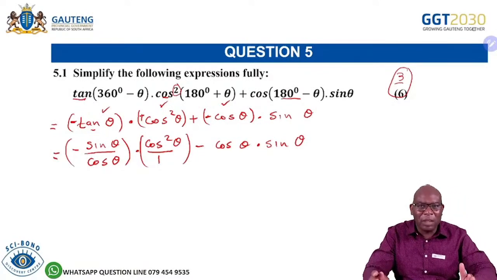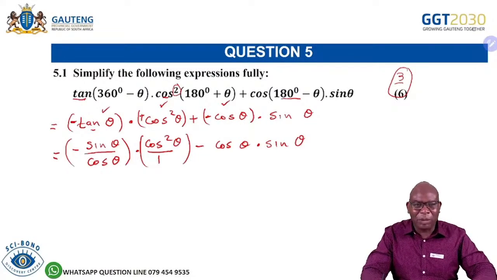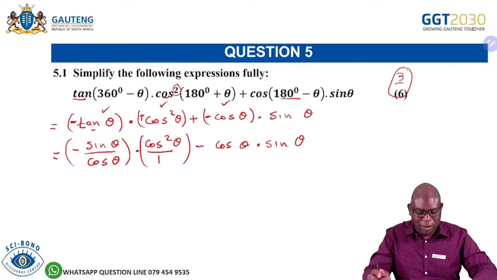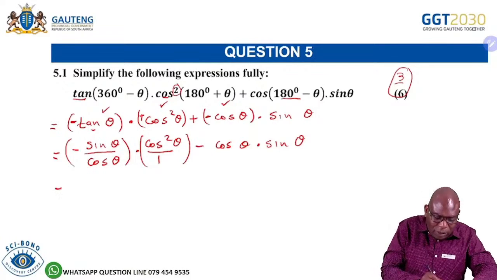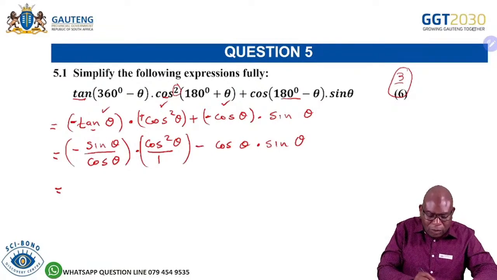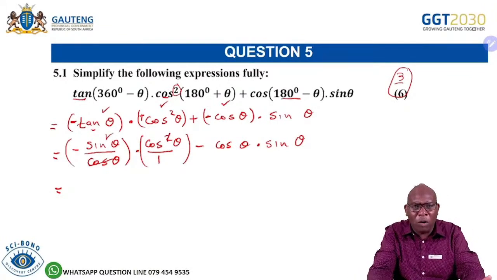My work must be neat, so that my teacher, when he is marking, doesn't miss some stuff there. Okay. Now that will be equal to, what cancels out? One cos cancels with one cos. You see now here I've got another mark. So I already have 4 out of 6, guys. 4 out of 6. And this question, it's always there in an exam.